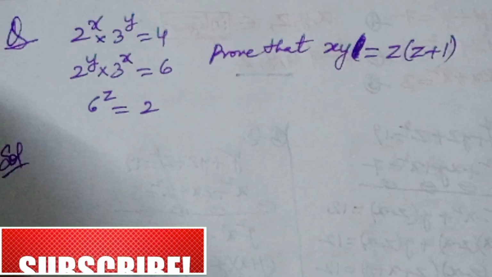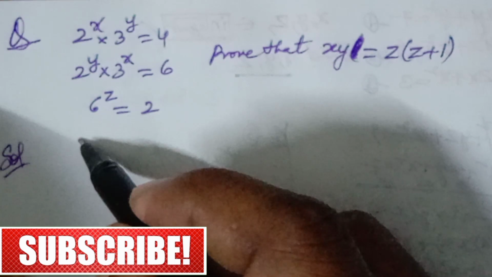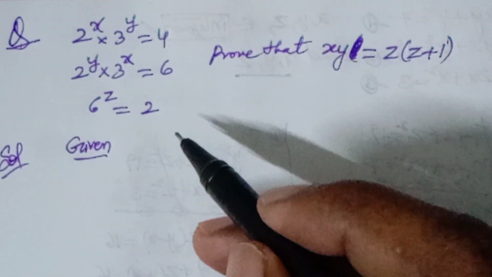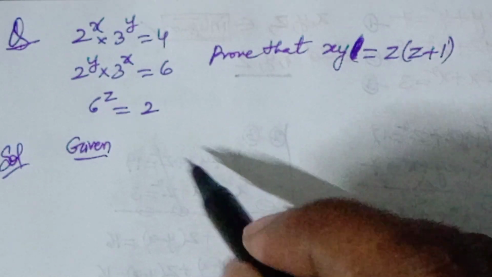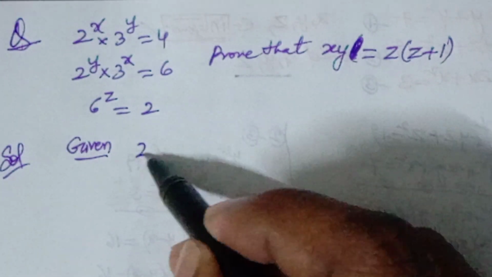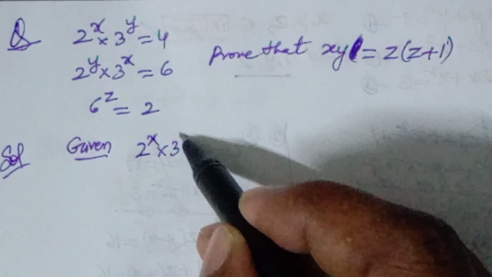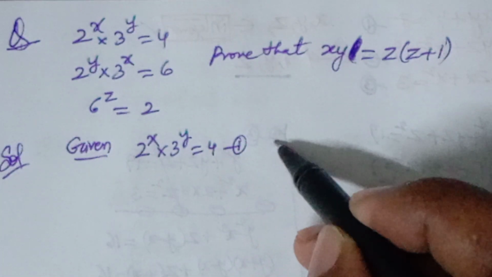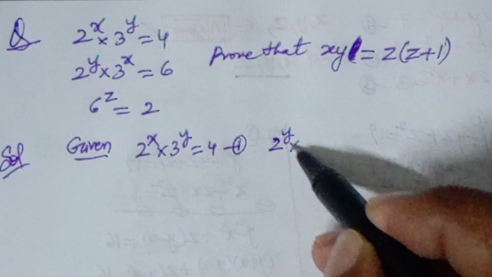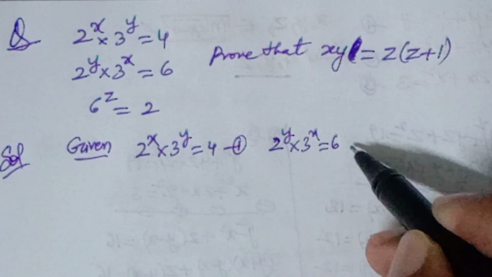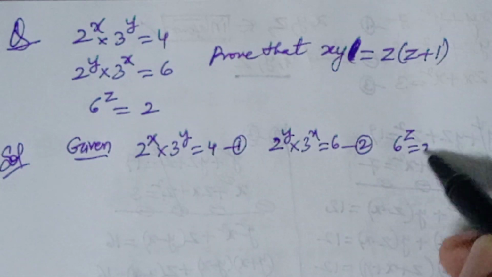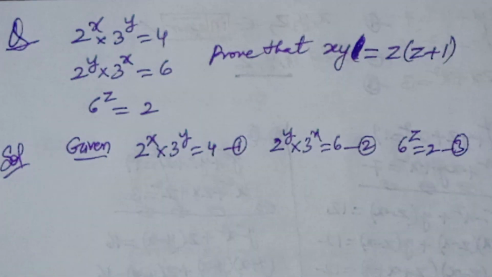So here, first of all, pause the video for 10 seconds and think about the problem, whether you can do this problem or not. So first of all, I am writing given 2^x times 3^y is equal to 4, let it be 1. Second one, 2^y times 3^x is equal to 6, let it be 2, and 6^z is equal to 2, let it be 3.